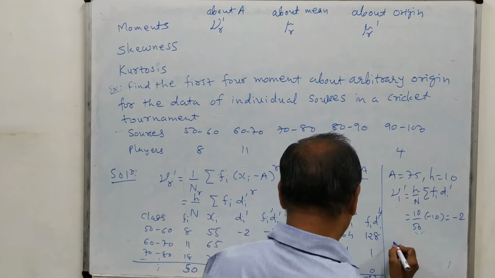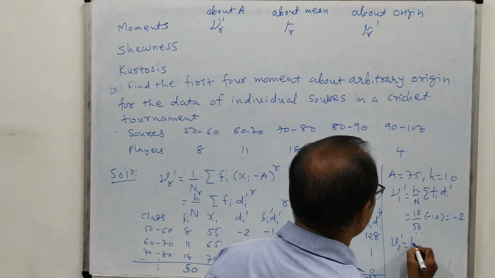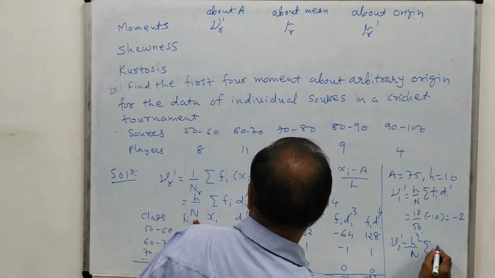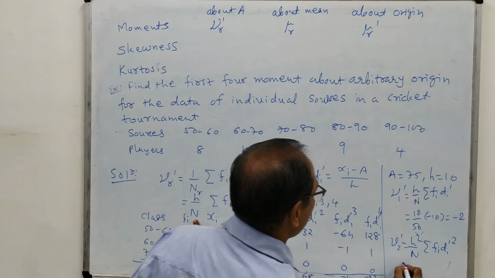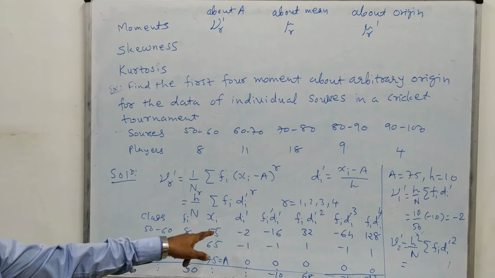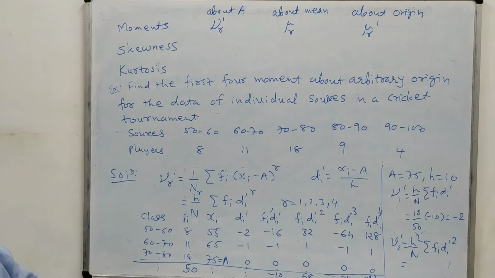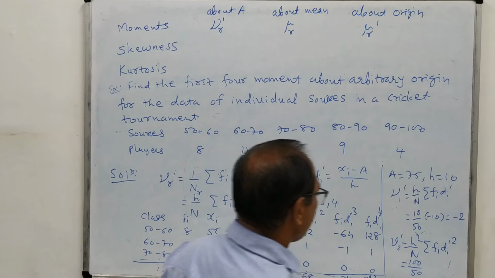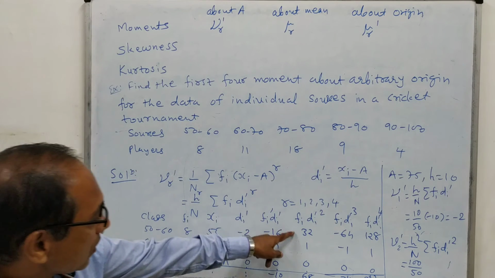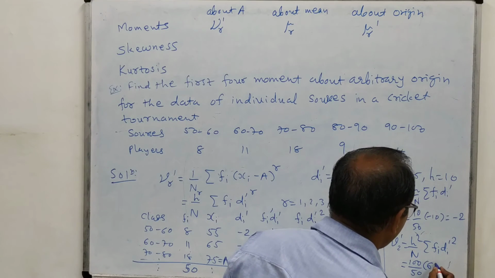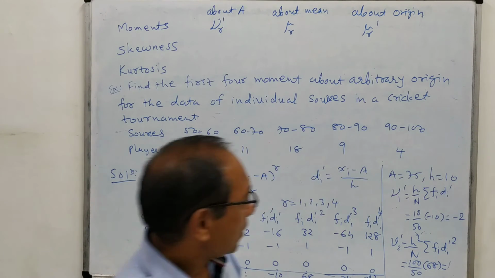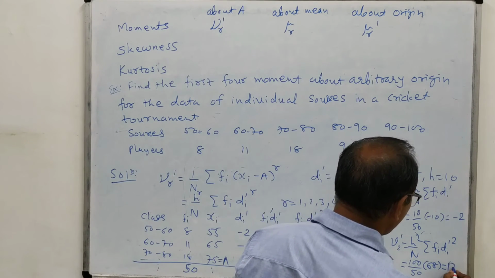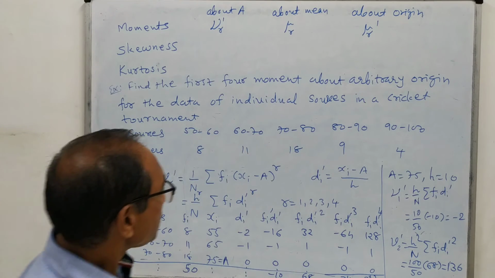Then you can find out mu2 dash. mu2 dash is h square, here you can put r equal to 2. So h square by capital N into sigma fi di dash square, r equal to 2. If you put this value r equal to 2 over here, you can get this formula. So now h square is what? h is 10. So this is 100 divided by N, which is 50. And sigma fi di dash square, it is what? 68. So 50 twos are 100. So this we can cancel very easily. So 2 we will get, 68 into 2 is 136.